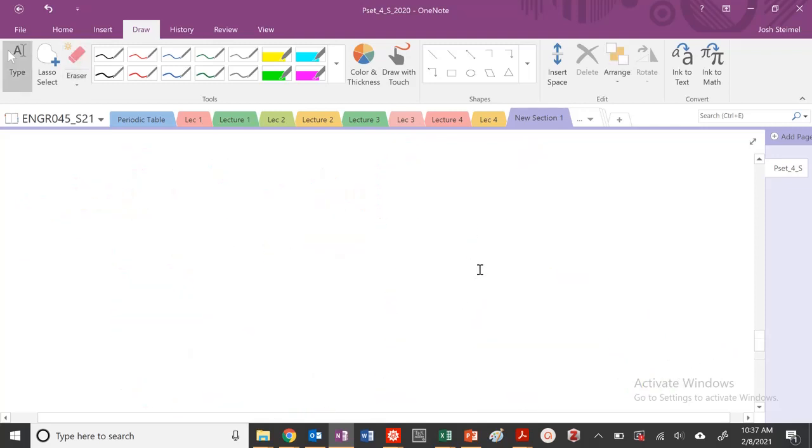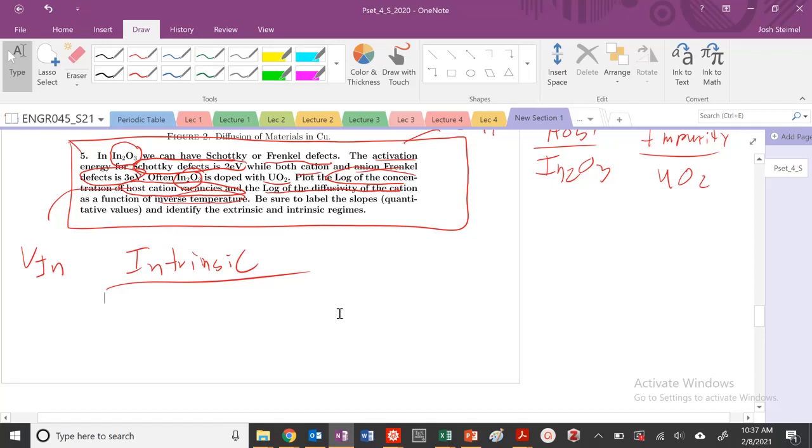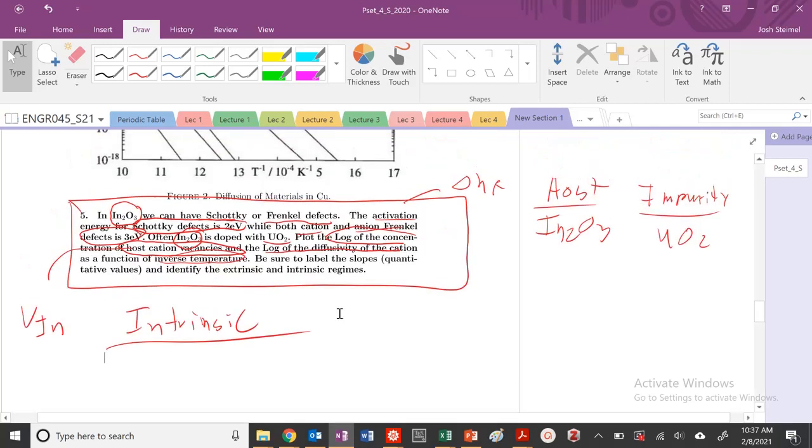So let's start from the beginning. Let's start with intrinsic first. So what is my intrinsic reaction? Do I have to worry about the anion Frenkel defects? No, I don't have to worry about them at all. Why? Because that is not the reaction that's going to dominate. The Schottky defects are going to dominate.